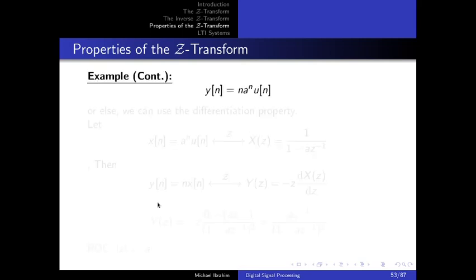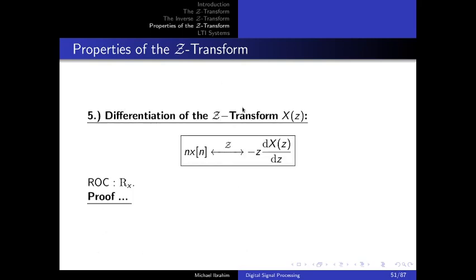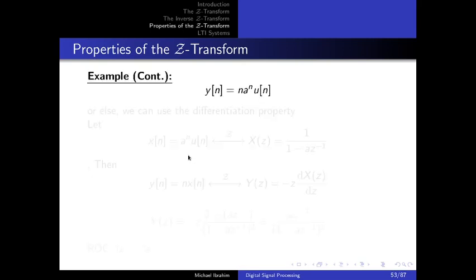Okay, we also can solve this problem using the differentiation in Z domain property, because in the differentiation in Z domain property, you multiply a sequence you know by n. So here we have a sequence that we know, a to the power n u of n, and we know its transform. And we're multiplying this sequence that we know by n. That's why we can apply the differentiation property.